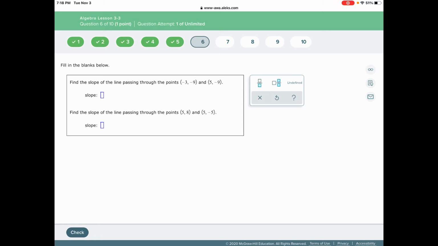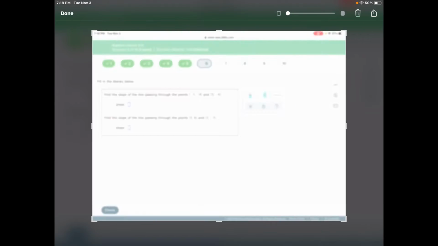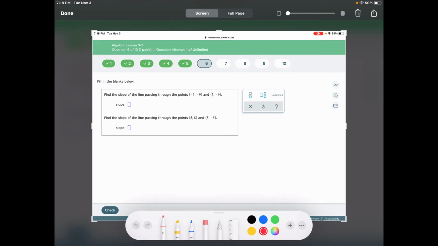Number 6, find the slope of the line passing through these points and then these points. So we're just going to do this math again. I'm doing the first one. Oh, look at this. This is going to be a special one because the y's are the same. So I have y2 minus y1 over x2 minus x1.